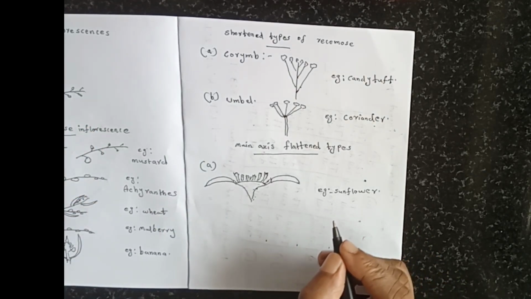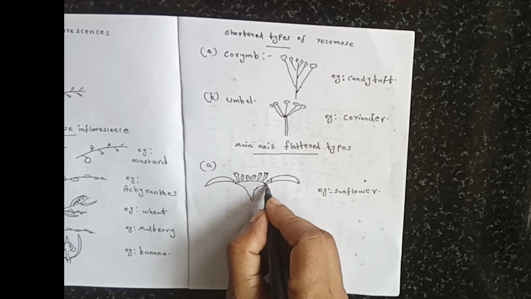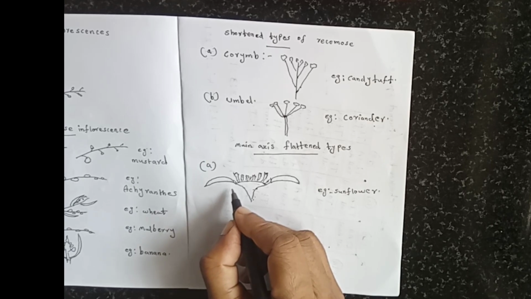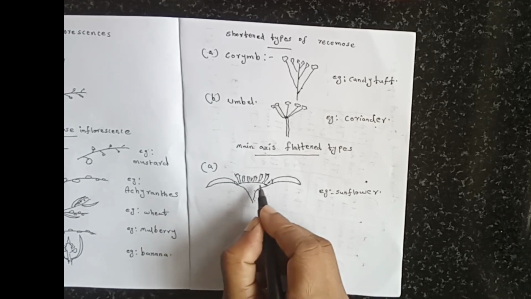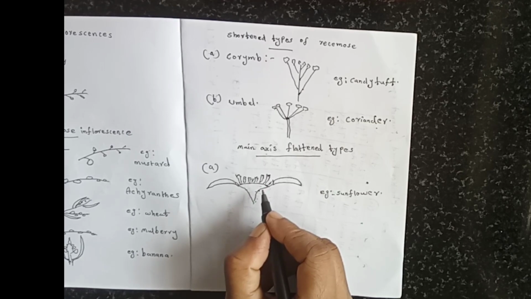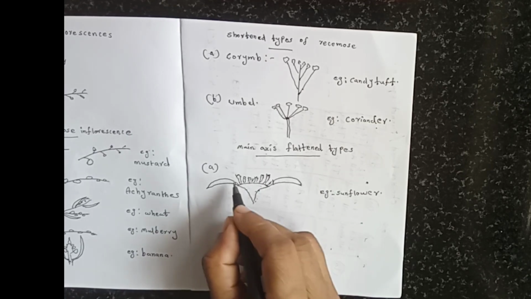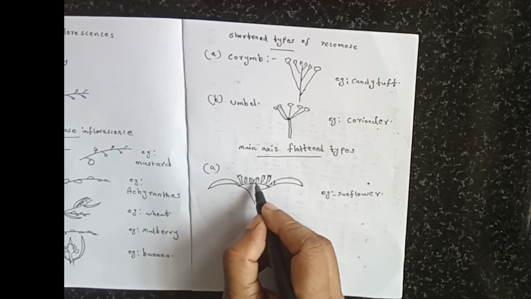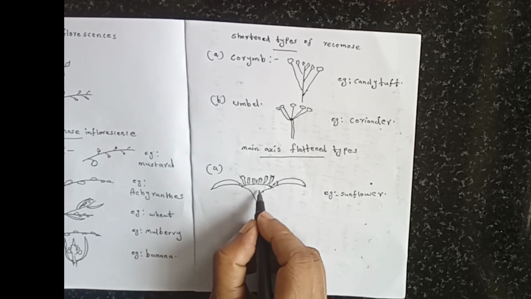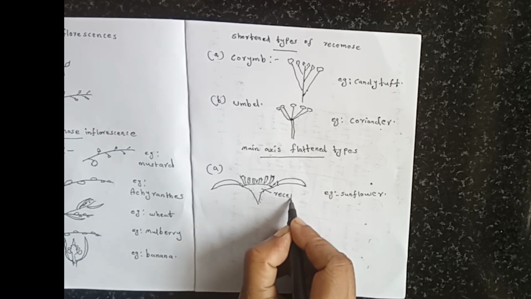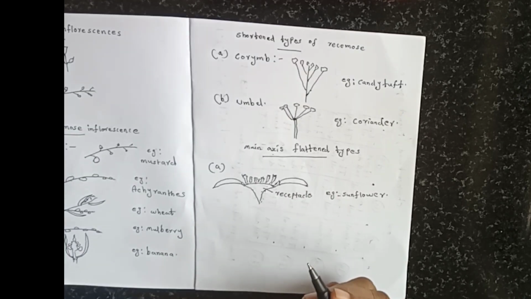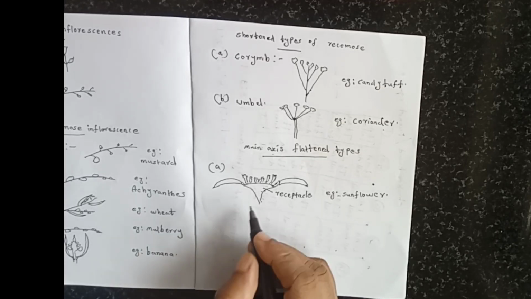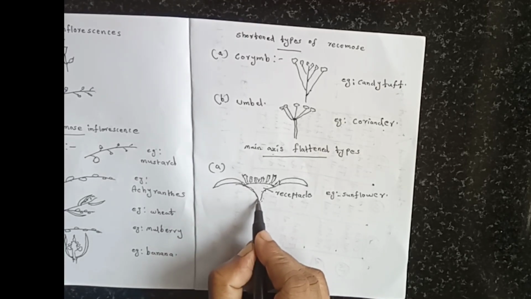Here all flowers are sessile, without stalk. These sessile flowers are known as florets, arranged in a centripetal order, that is, older flowers on the basal part and younger flowers on the central portion, on a flattened convex receptacle. This is the receptacle. Here an involucre is also present, a covering.